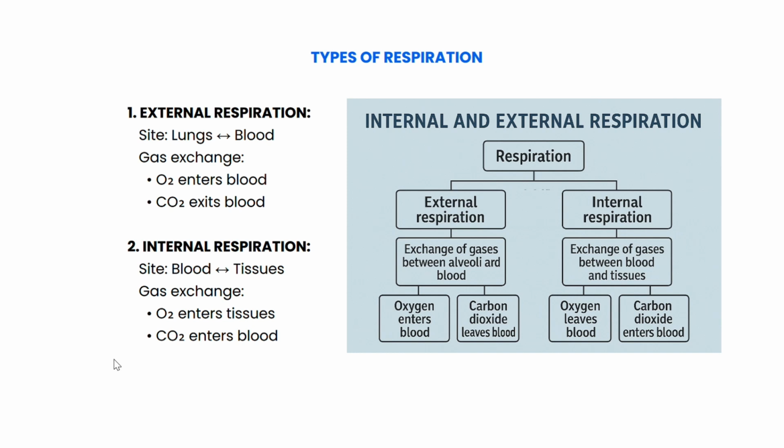There are two essential types of respiration you must know. External respiration happens in the lungs, where oxygen enters the blood and carbon dioxide is removed. Internal respiration occurs in tissues where oxygen moves from blood to the cells and carbon dioxide goes in the reverse direction. Both types are equally vital, like two halves of a complete cycle.